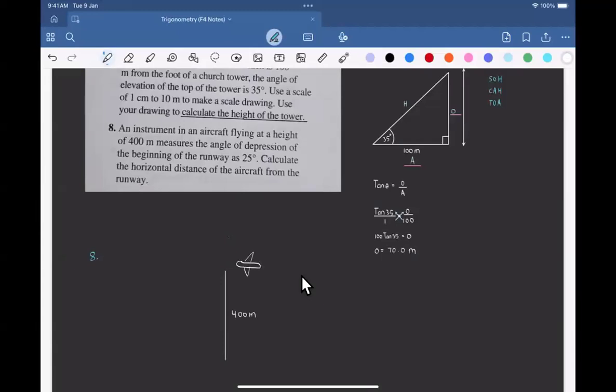I can't draw an airplane as good as you. I don't know what this is. Look at a shark, a submarine. I really don't know. I know they're saying the angle of depression of the beginning of the runway.